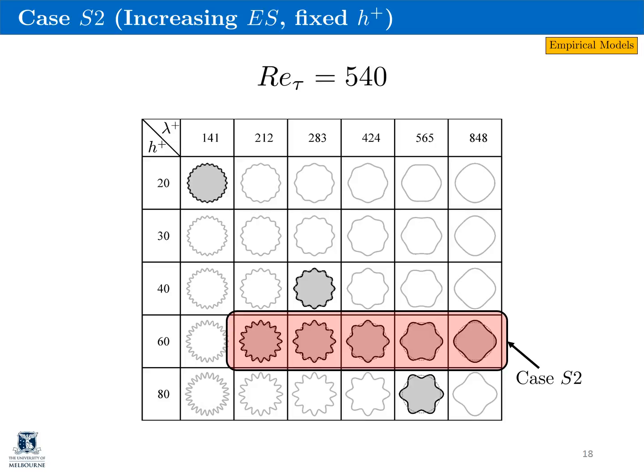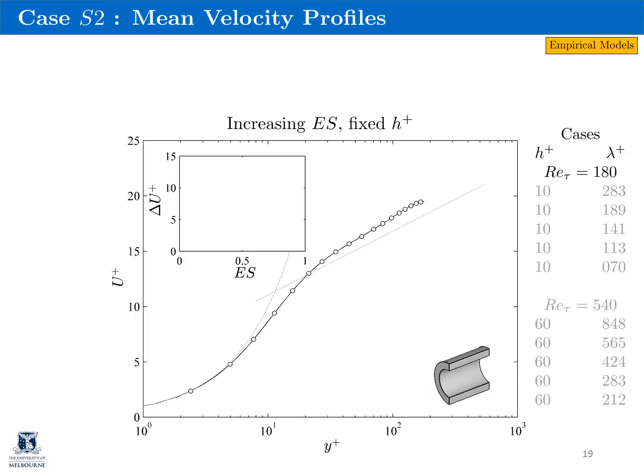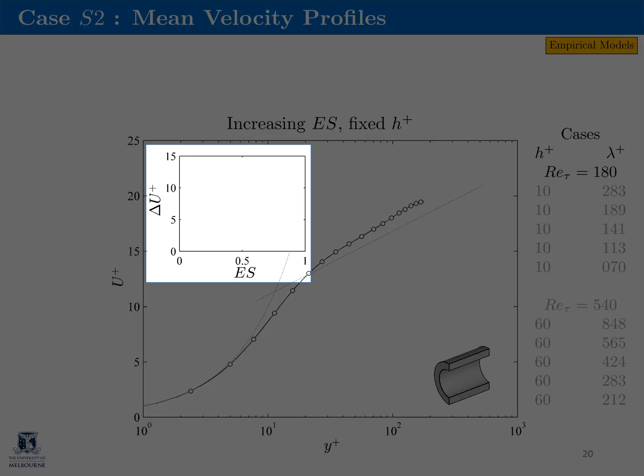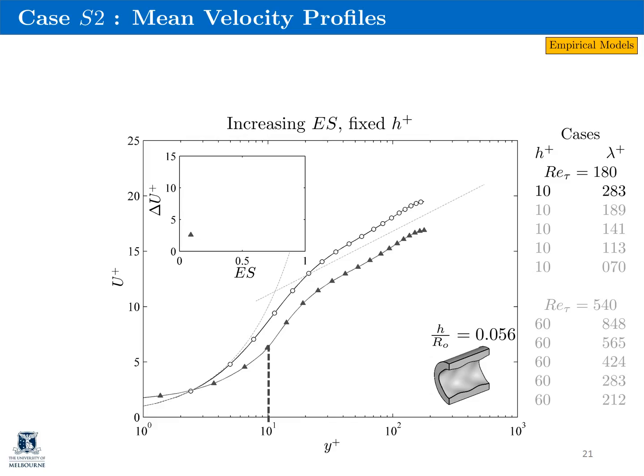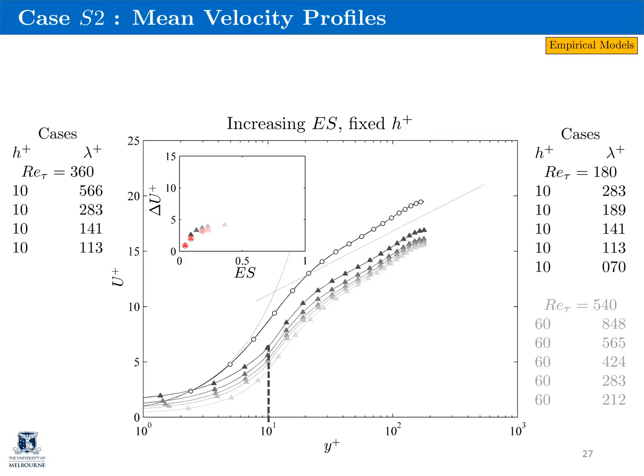And here are the cases simulated at Re_tau 540, where the roughness height is held constant at h+ equals 60. Now, we would like to look at the mean velocity profiles for these cases. In the inset plot, we have the roughness function plotted against Es. Looking at the mean velocity profiles for the cases simulated at Re_tau 180, you can see that there is an increase in the roughness function with decreasing roughness wavelength. We have repeated some of these cases at Re_tau 360, and we observe the same trend.